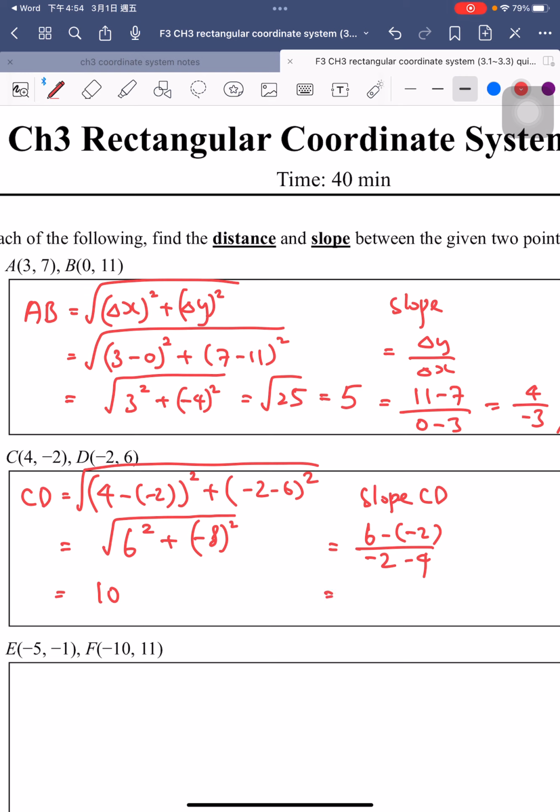Okay, so that's going to be equal to 6 minus the negative, and two negatives give you a plus. So 6 plus 2 giving you 8 divided by negative 6. So that's going to be equal to 4 divided by negative 3.